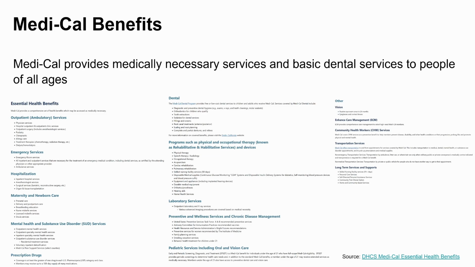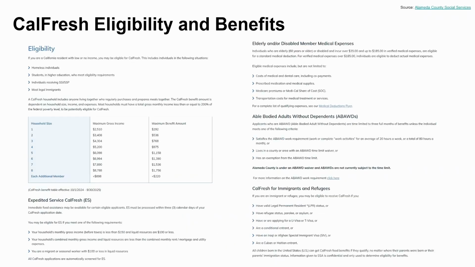It used to just be children up through young adults and people who are older, but the rules have changed, and now in California, everybody is eligible as long as you meet the other eligibility criteria. Now, CalFresh eligibility and benefits, I'm going to combine into one slide because it was conveniently combined by the Alameda County Social Services, which is where I got this list of information.